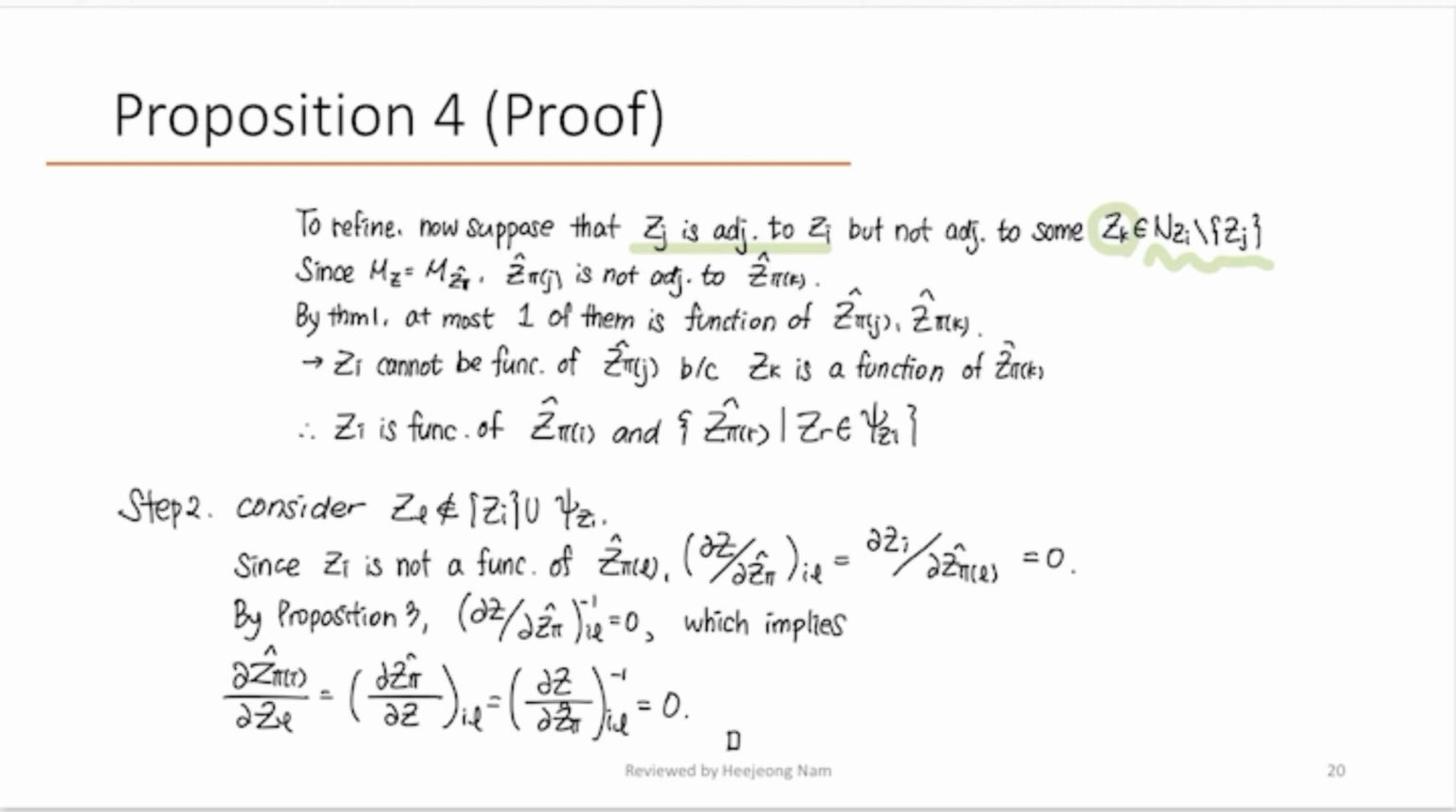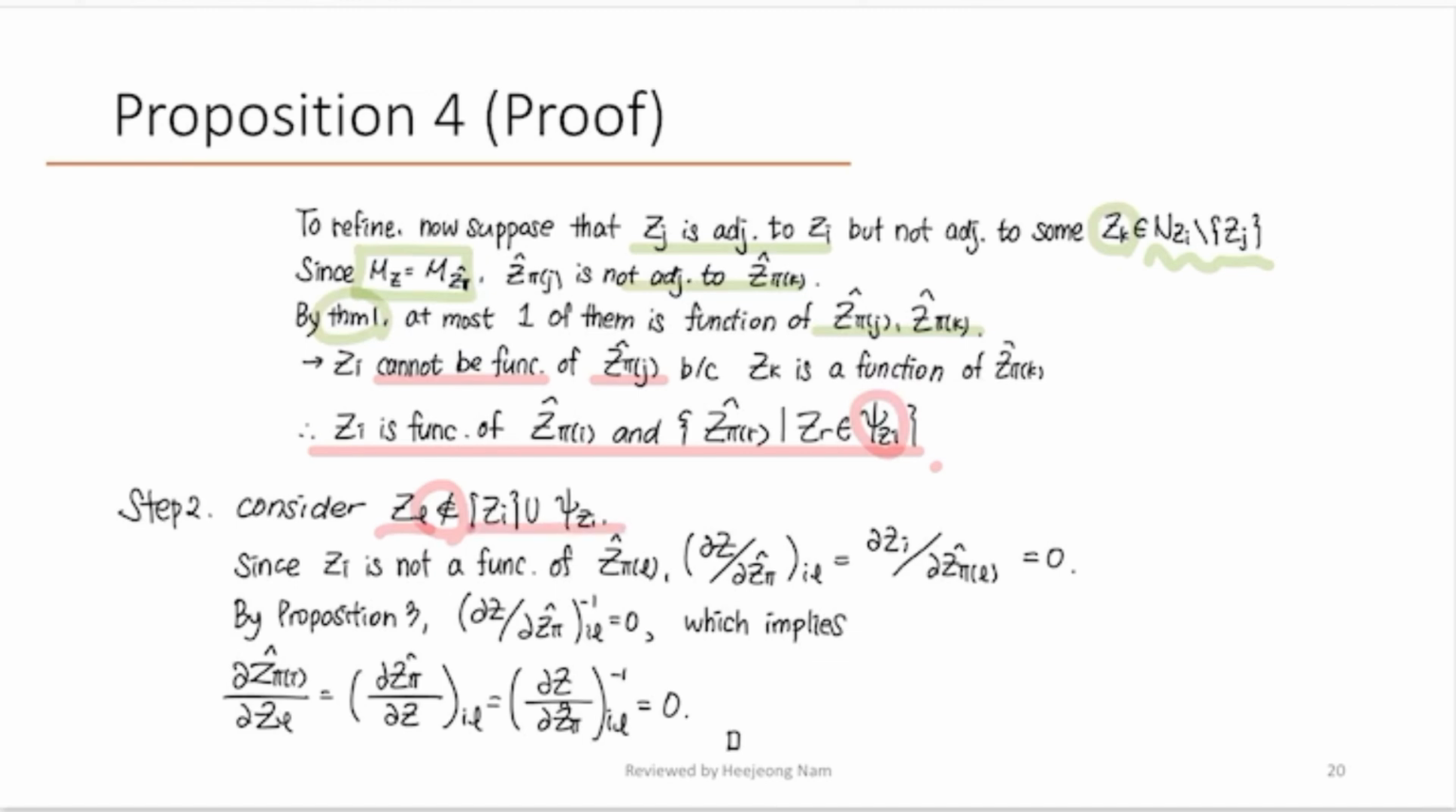Since we have shown that the Markov network of the true latent variables and the Markov network of z hat pi are isomorphic, z hat pi(j) is not adjacent to z hat pi(k). And by using theorem 1, at most one of z hat pi(j) and z hat pi(k) is a function of z_i, and we can say that z_i cannot be a function of z hat pi(j) because z_i is a function of z hat pi(k). Hence z_i is a function of z hat pi(i) and z hat pi(r), where z_r is an element in the intimate neighbor of z_i.